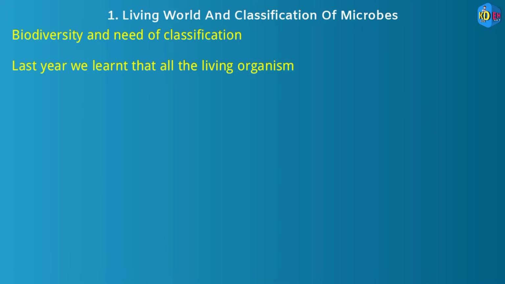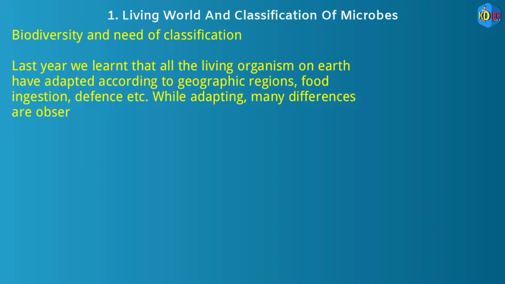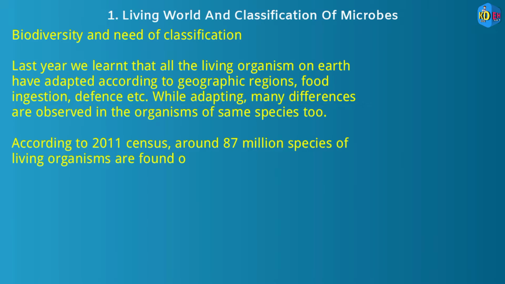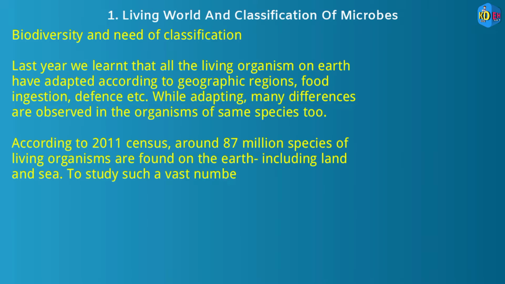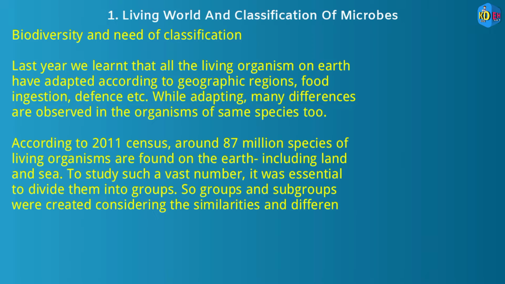Last year we learned that all the living organisms on earth have adapted according to geography, resources, food ingestion, defense, etc. Many different adaptations are observed in organisms. According to a 2011 estimate, 87 million species of living organisms are found on earth, including land and sea.